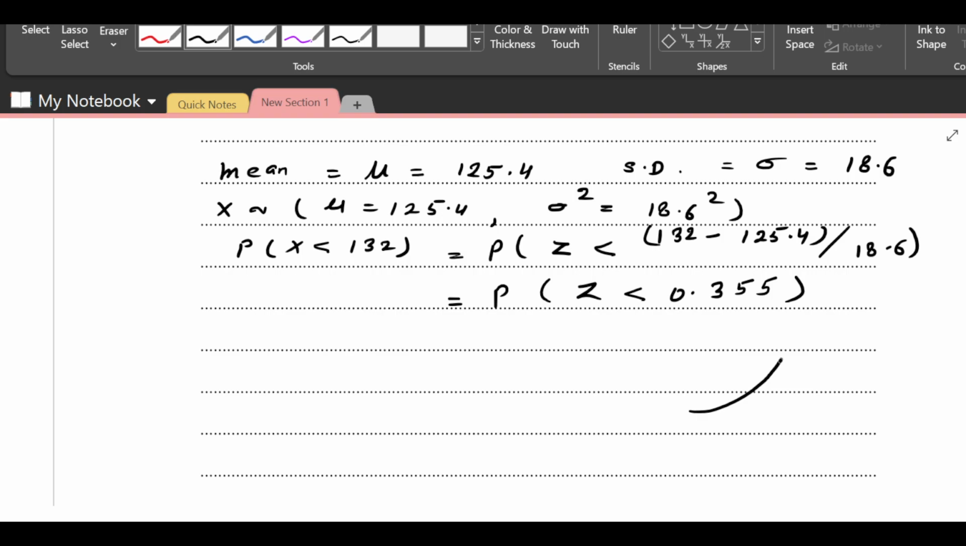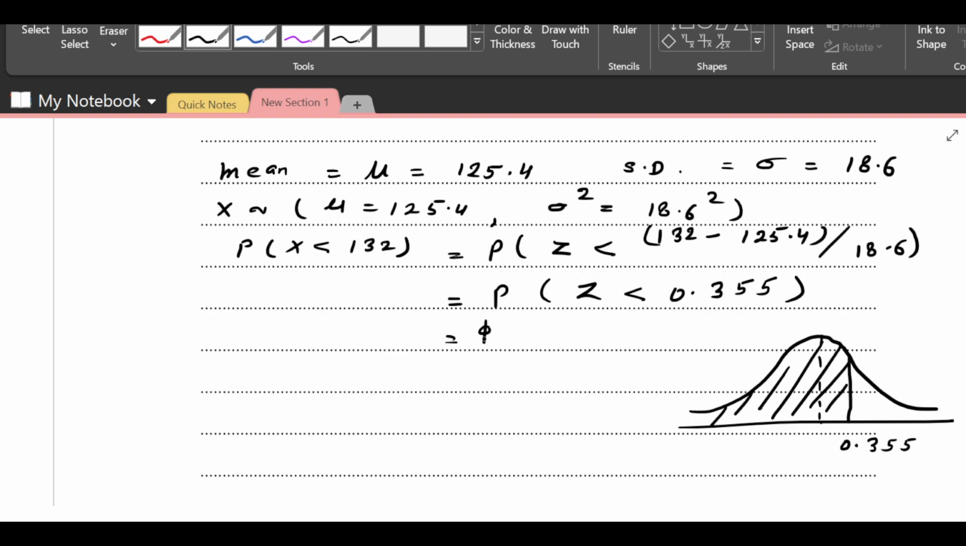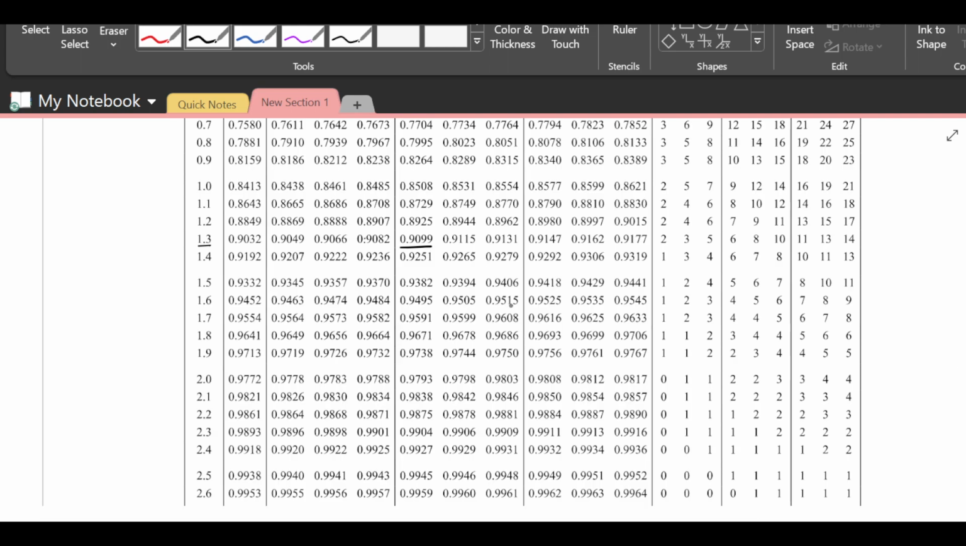This is your normal curve, and z less than means here z is 0, and here we have z as 0.355. Less than means this area we have to look for. So this is phi of 0.355 only. Let us see this particular chart for 0.355.